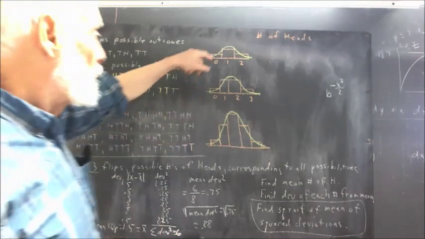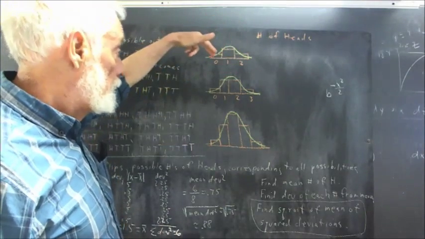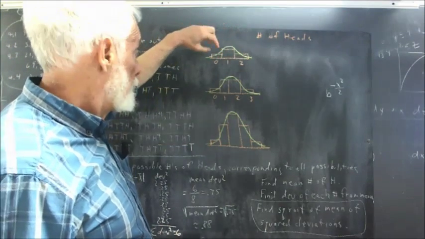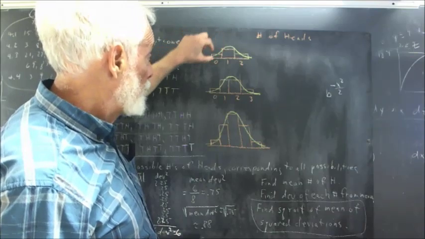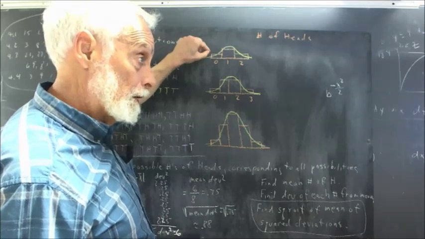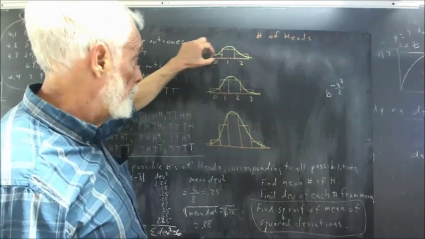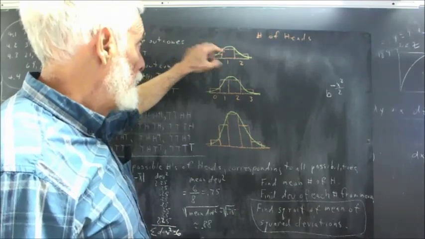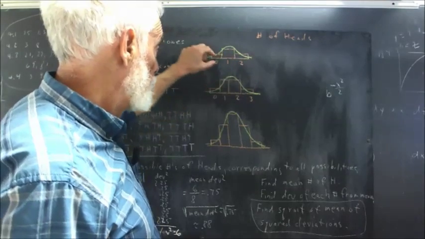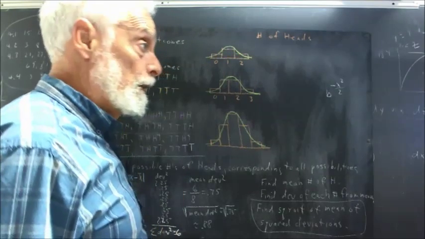So we could make a bar graph or histogram of this distribution where 0 heads has one way to happen, so we make a little bar here. One head has two ways to happen, so we make a bar here that's twice as high as this one. And two heads, there's one way for it to happen, so this bar is identical to this one.